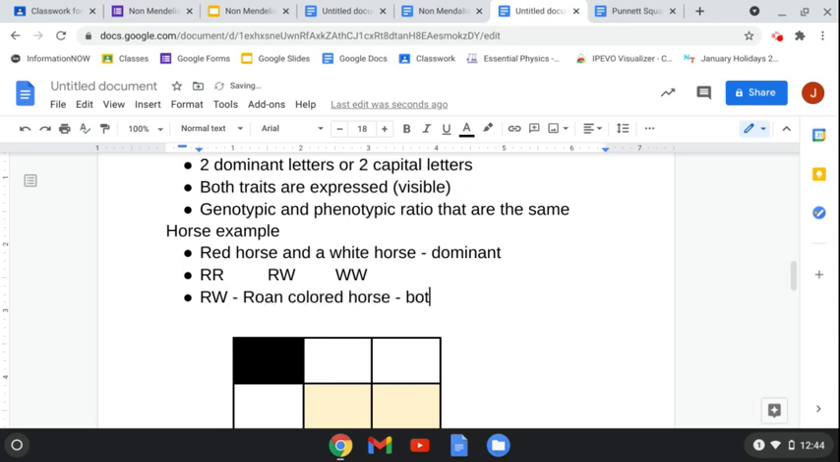That means they have both red and white hairs, and it ends up with a blending or a lighter pastel-looking color when you have a roan-colored horse. In horses, this would be a red roan, and you can have blue roan, which is black and white hairs showing up. So that is an example of codominance, where you have two distinct colors and one is not masked over the other. They are both showing up.